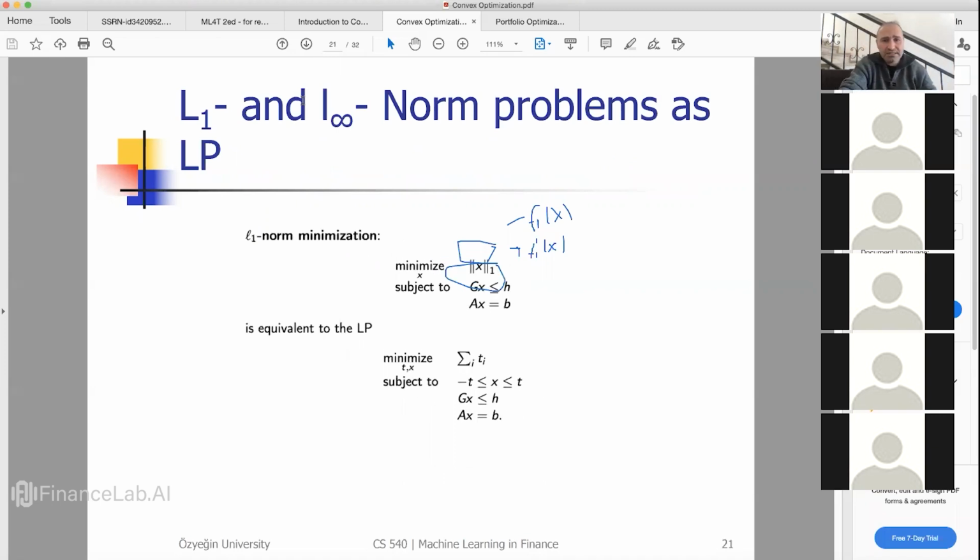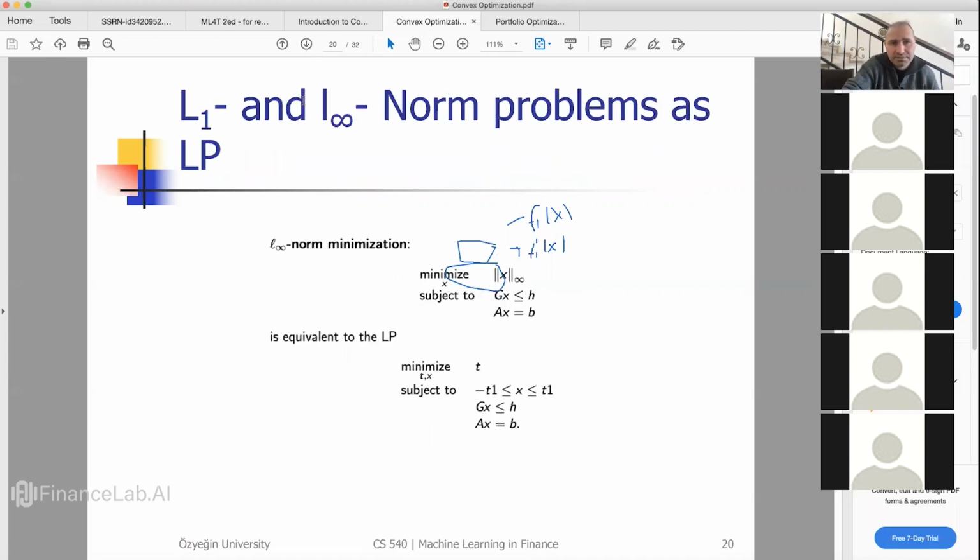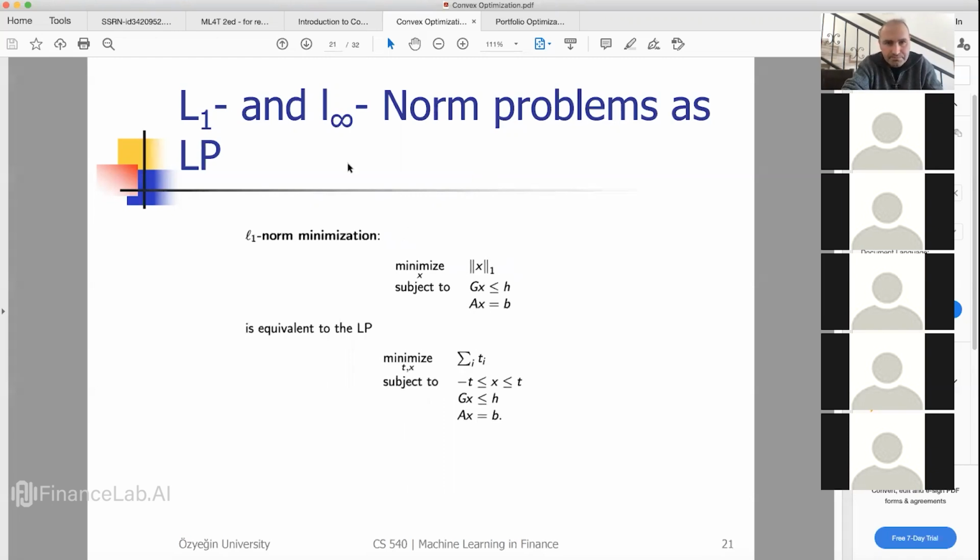And again, there are subtypes of linear problems. For instance, we have L1 norm minimization as well as L infinity norm minimization. Both of these problems are basically linear programs. In the slides, you can see how we can transform the infinity norm, which is basically minimizing the maximum entry in the X vector, into a different LP form as you see here.